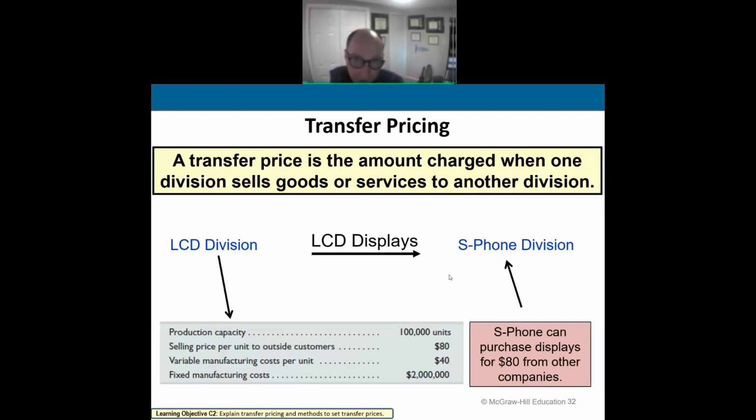Transfer prices are typically negotiated between the two division managers, and it's a price that is agreed upon between the two division managers or set by corporate. But there's always a cost associated with transfer.